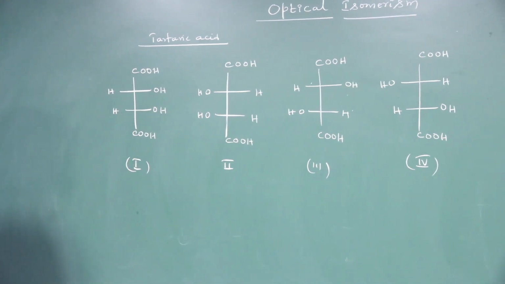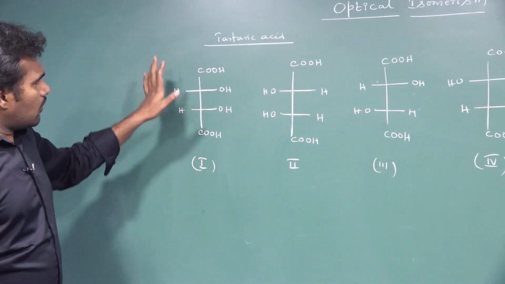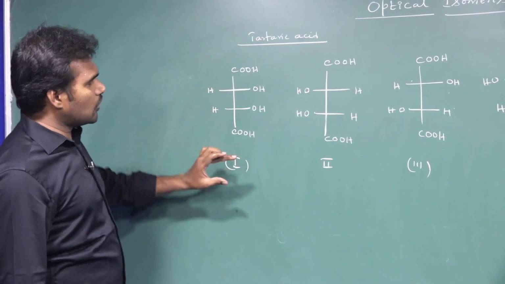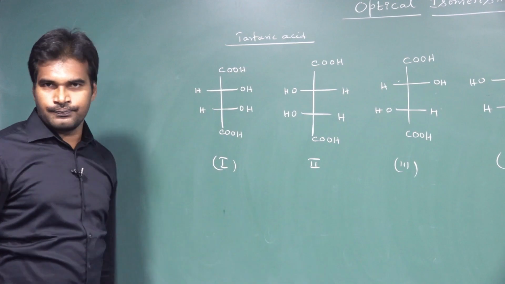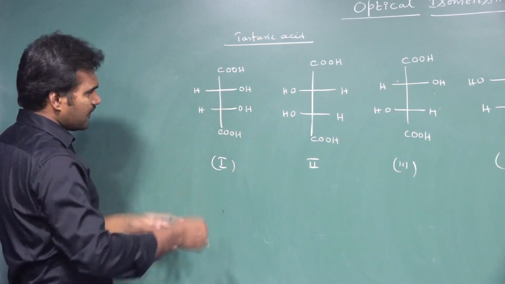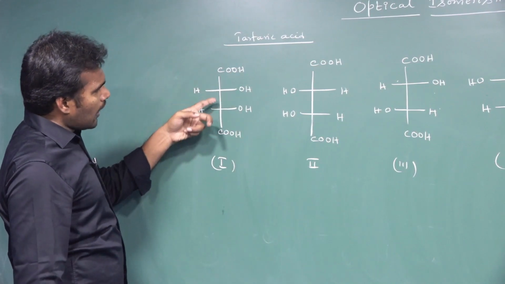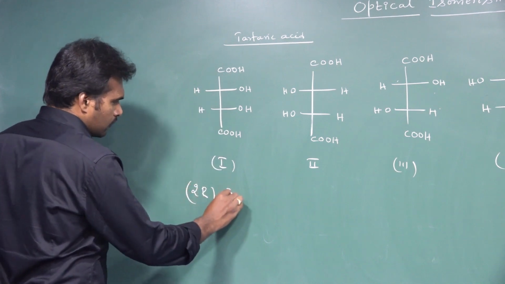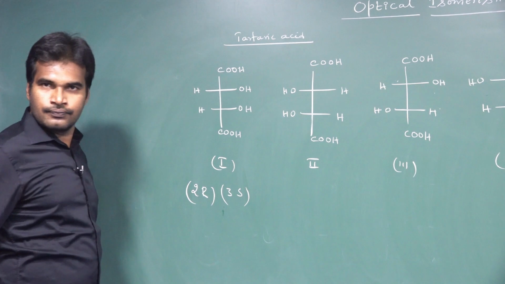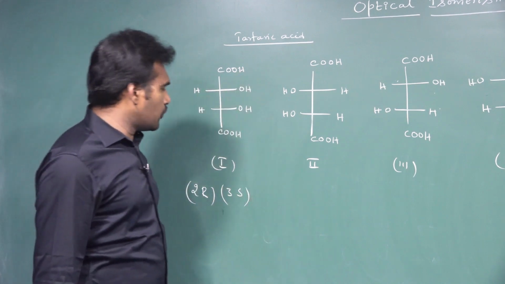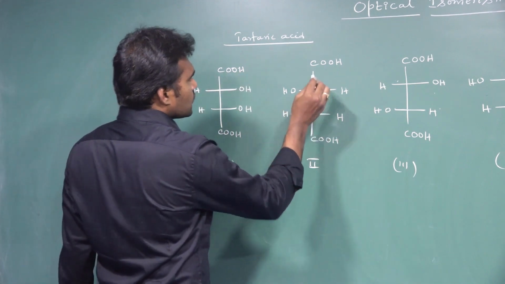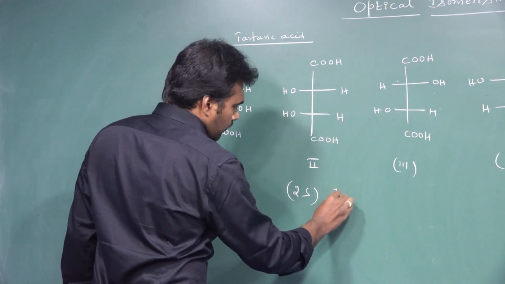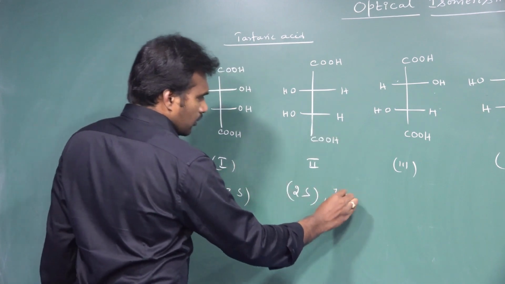After we draw all four possibilities, you give the configurations to all. In the previous one we did, this is 2R 3S. So this is 2R 3S. Now coming to here, this is 2S and 3R.